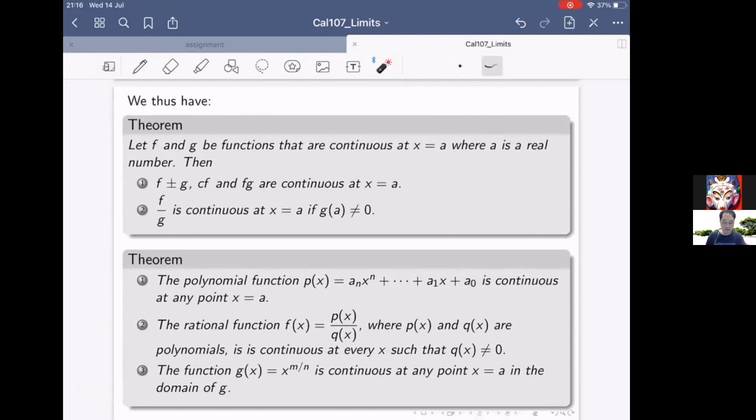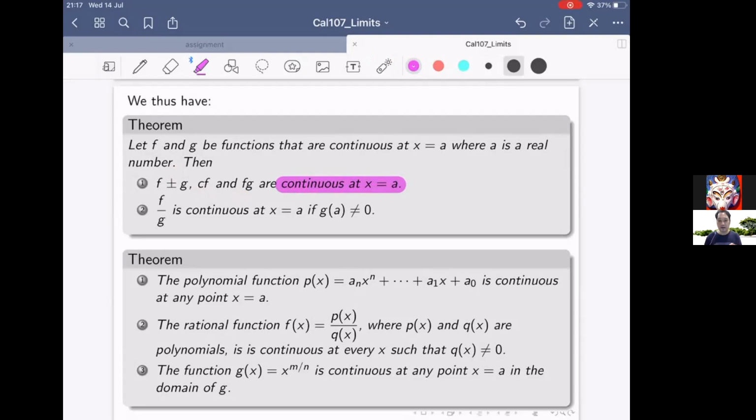If f and g are functions which are continuous at this particular point x equals a, and a is a real number, then the addition or subtraction of the two continuous functions, a multiplication by a scalar of a continuous function, or a product of two continuous functions at the point, is still continuous at that point a, okay? Because the limit can separate, and for continuity, the limit at this point equals the function value at that point, right?